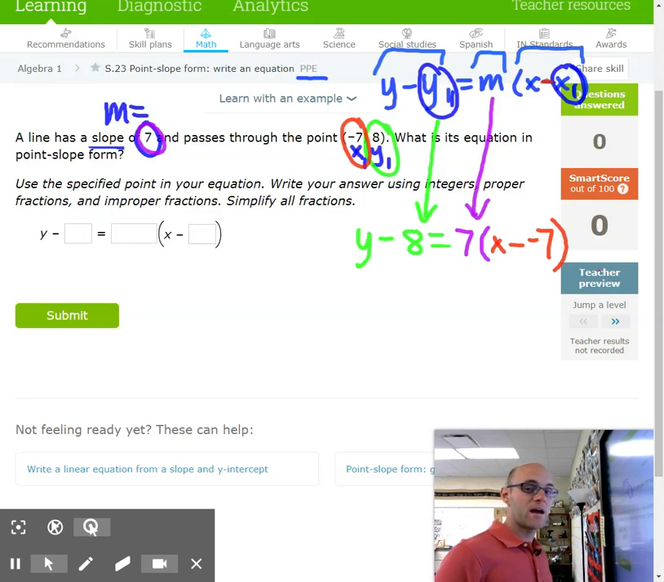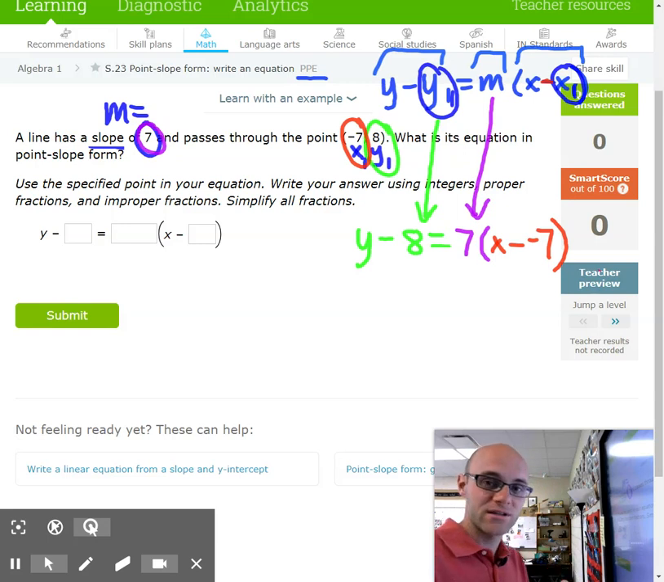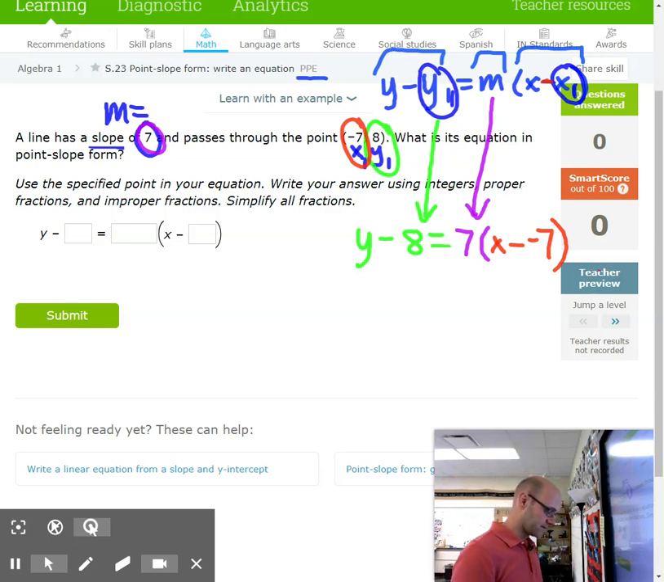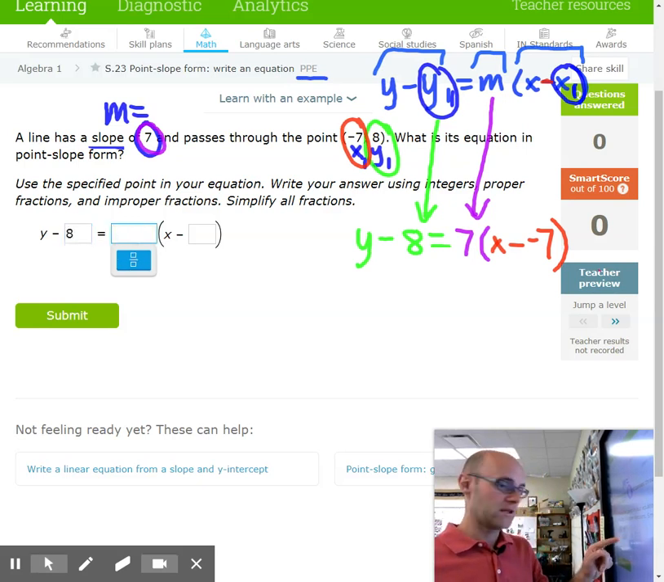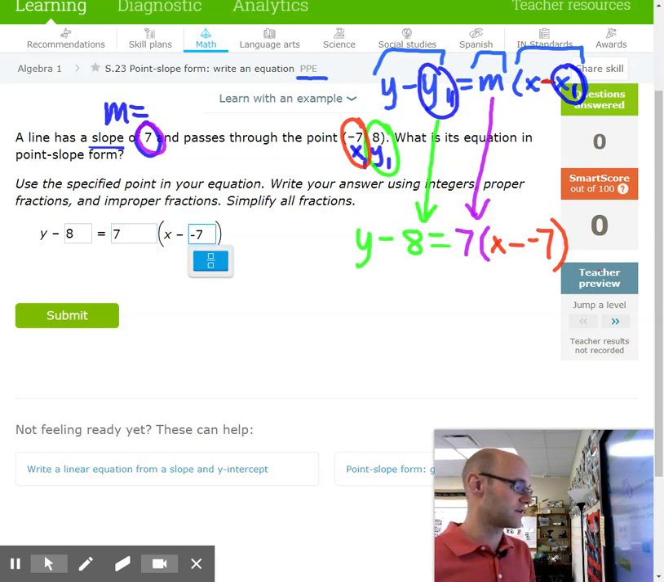Okay, so let's type that answer in over here, but take note, there are subtraction signs that are permanently stuck there for this first type of problem. So we're not going to reduce our minus and negative into a plus 7. We'll just type it in as it is. So take our first box here, we'll type in our y minus 8 equals our slope 7 times, parentheses, x minus, and then we had a negative 7.